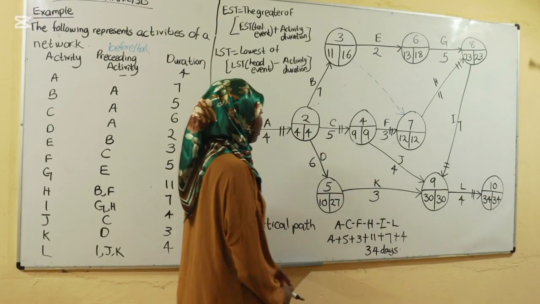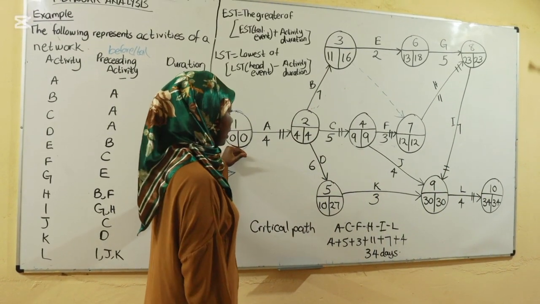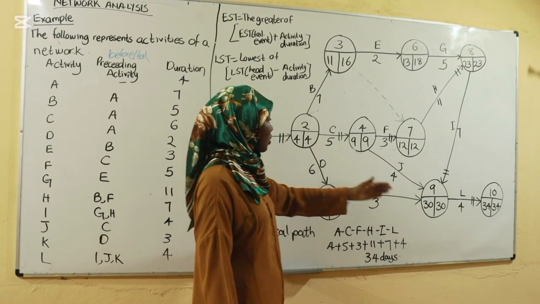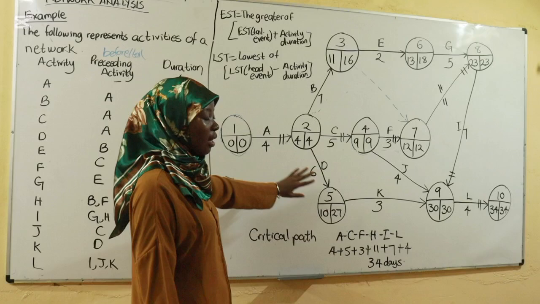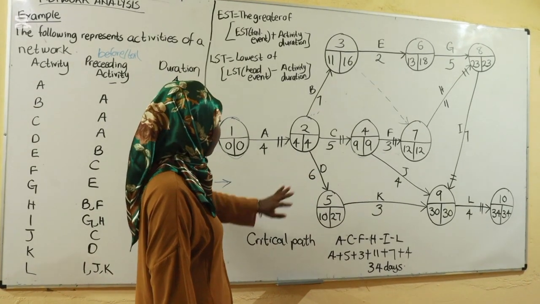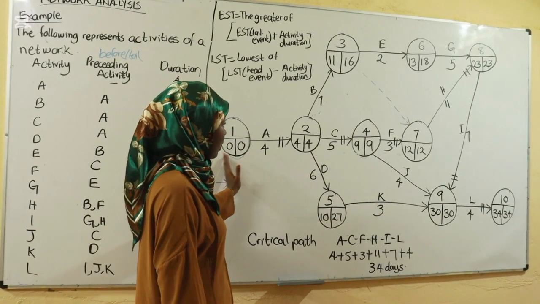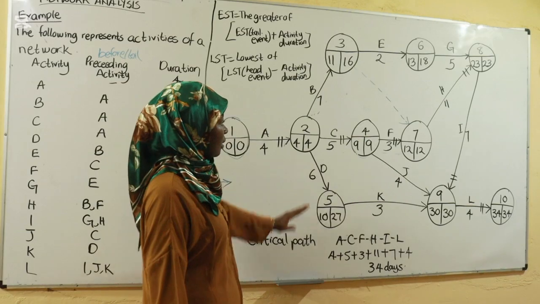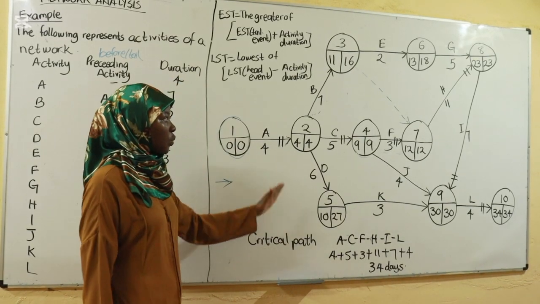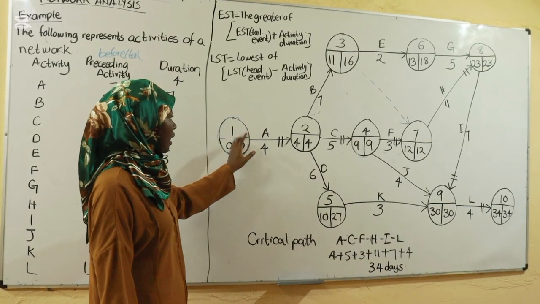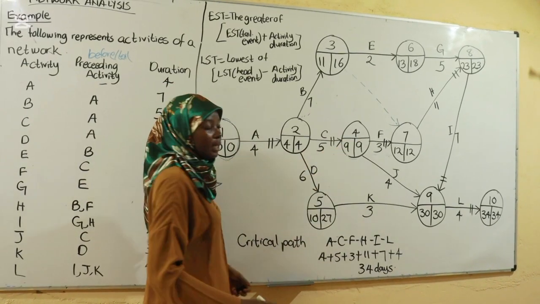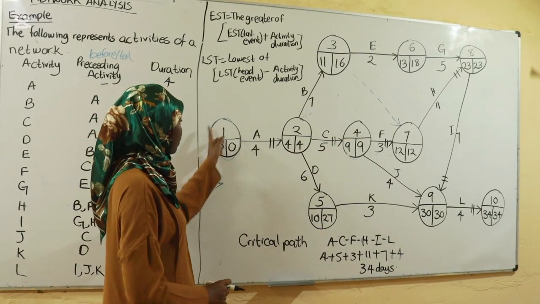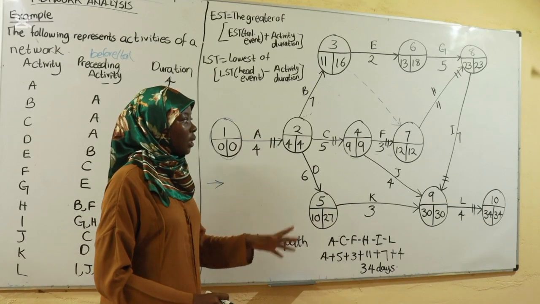So you see our rules for drawing a network. We have one start, we have one finish. If you look at it, do you have any loops? You don't have any loops. Do you have any danglers? You don't have any danglers. Every activity has a tail event and a head event, yes? So that is how you're going to draw your network before you even start filling in these numbers. As of now, just ignore whatever is in the circles. Just take note of how the network looks.